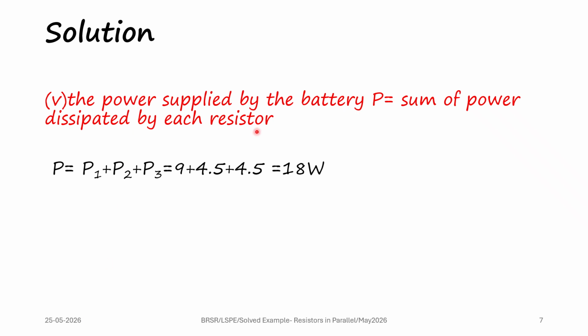The power supplied by the battery is the sum of the power dissipated by each resistor. We have already calculated the power dissipated by each resistor as 9 watts, 4.5 watts and 4.5 watts. The total power supplied by the battery is equal to the sum of the power dissipated by the resistors, which is equivalent to 18 watts.